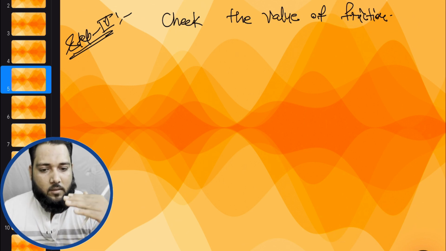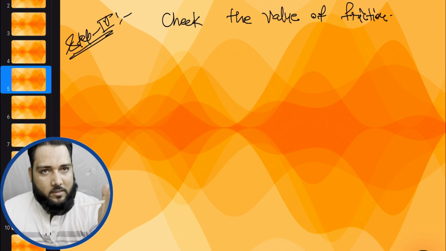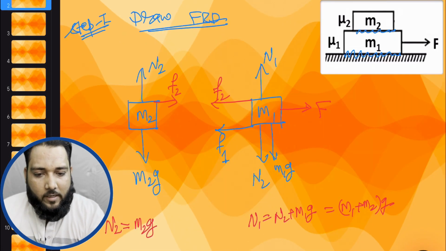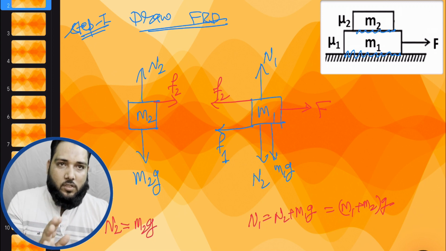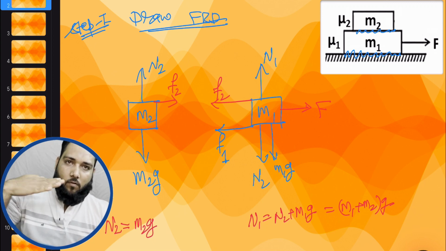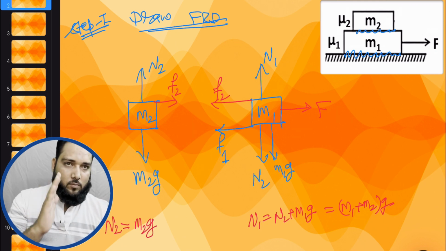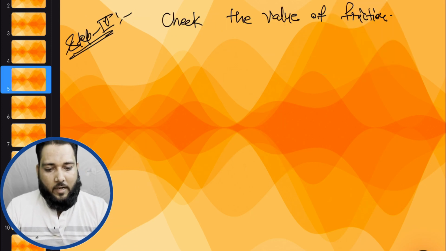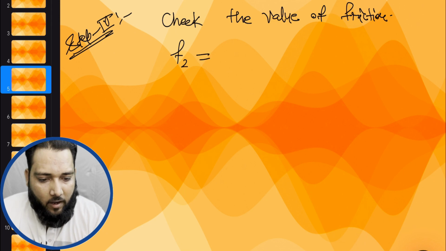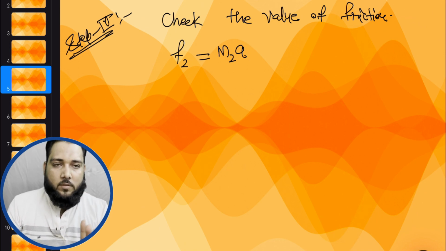If the force is on the lower body, we will check for the upper body. Whatever remaining body, we will check for that one. In the FBD, you can see, guys, only F2 force is responsible to move M2 in the forward direction. This is the net force in the right direction, responsible for the M2 block moving. So we can write directly F2 is equal to M2 into A. A is the common acceleration. We have already calculated this value.